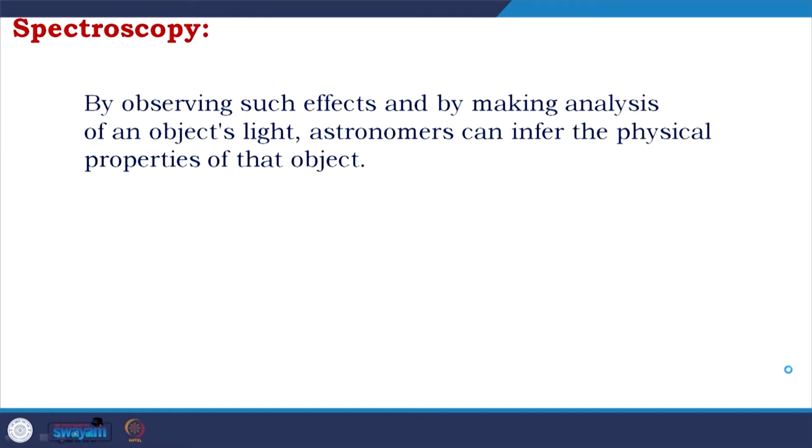So, in spectroscopy, by observing such effects and by analyzing an object's light, astronomers at the start, where spectroscopy developed, could infer the physical properties of that object. They used to see the change of temperature, the change of mass, the change of luminosity, and they used to identify the composition. Those early days characterization studies later came to us in different forms as different techniques of spectroscopy.